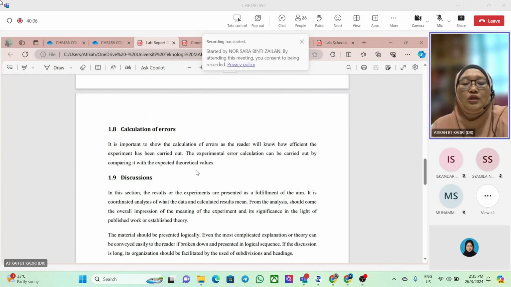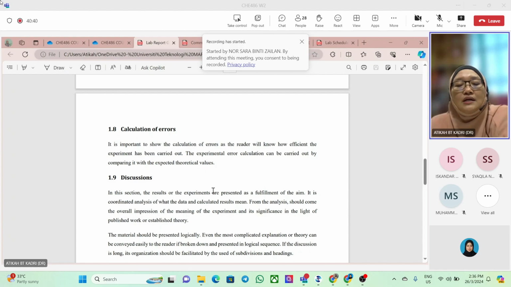And also you need to include the error calculation. This is especially when you come out with multiple replications of data, so you need to show that your data has acceptable experimental error. Because if there are many data points for one particular experiment, you replicate and you will get data. So you need to make sure that your replication data is within an acceptable error.